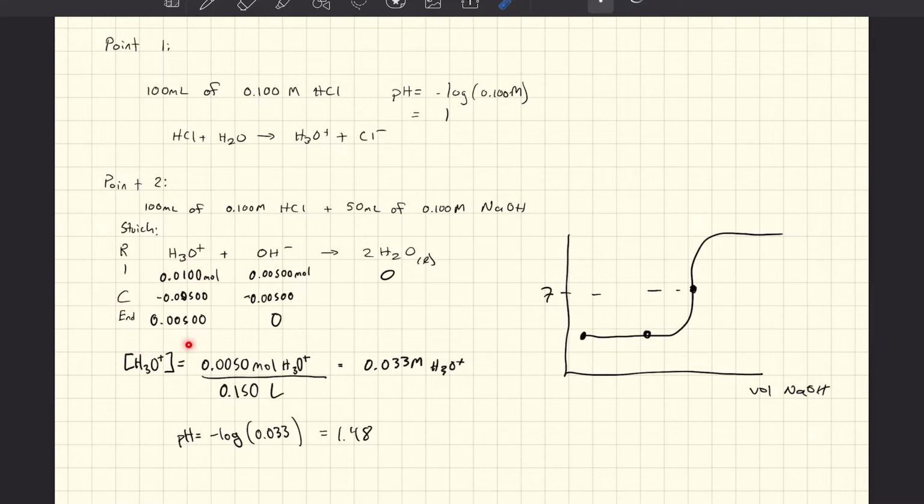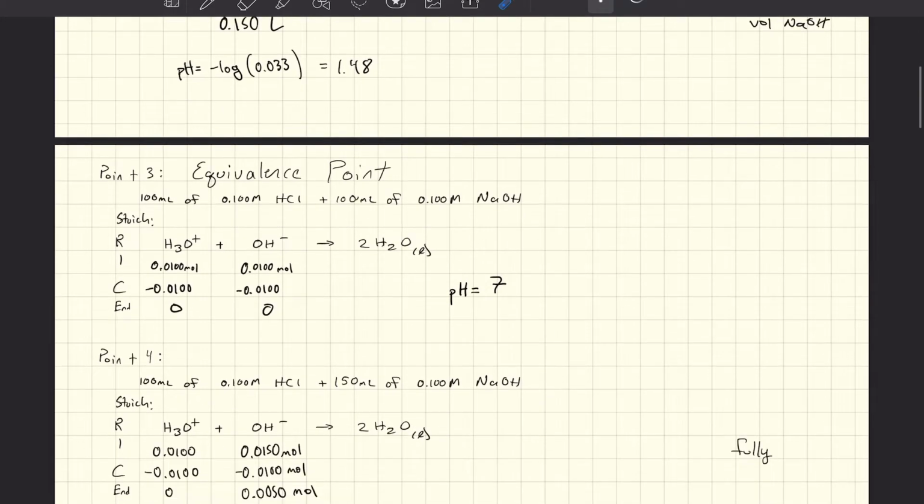I can do a RICE table here, and hydroxide ion is my limiting reactant, so I end up with 0.00500 moles of hydronium ion. The volume has changed, so now that I have the number of moles, I need to convert that to a concentration. I get 0.033 molar H3O+, which is a pH of 1.48. You'll notice that there's not a huge change between these two, and we'll talk about that as well.